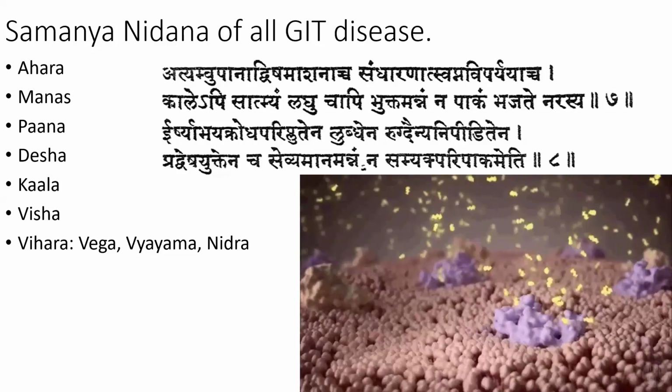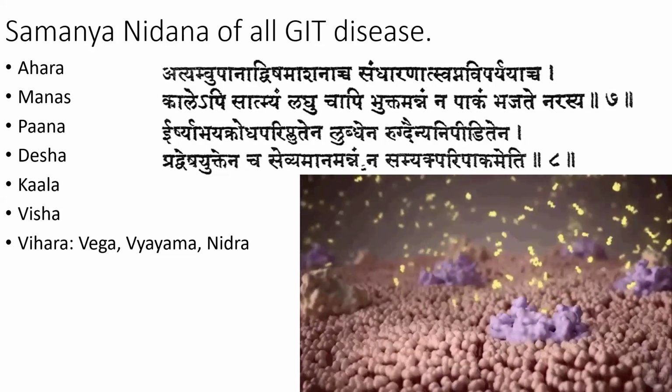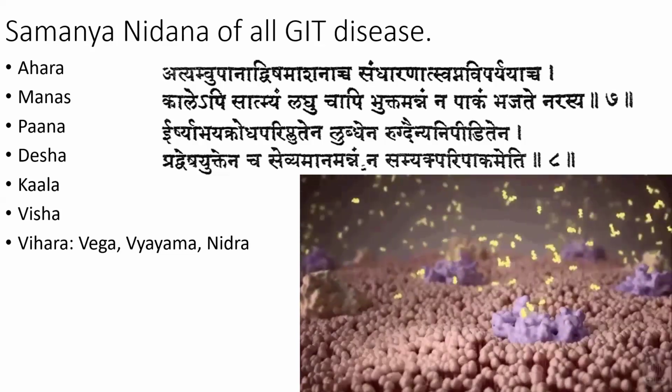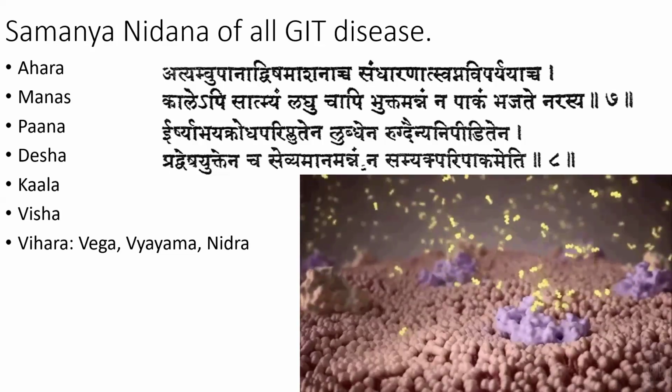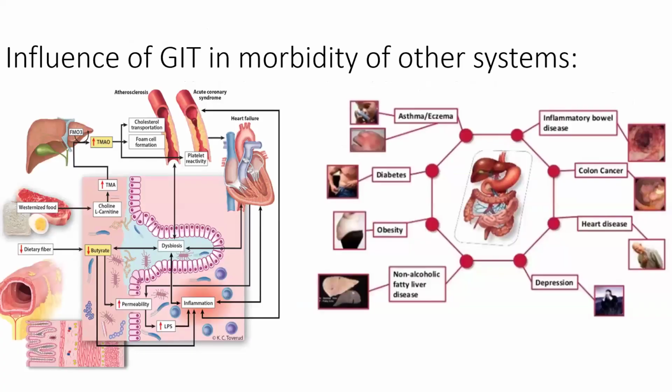Na samyak paripakamiti. It will not yield Shuddha Ahara Rasa, which does Dhatu Poshanam. It instead produces Ama that yields disease of all kinds. It all begins with the vague symptoms like aruchi, agnimandya, as I said. So this is what I said just now, where just one small accumulation or dysbiosis or impairment of metabolism in the GIT, it will produce its effect in various systems, or I can say almost every system of the body.